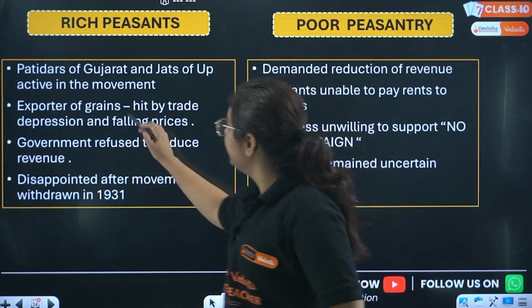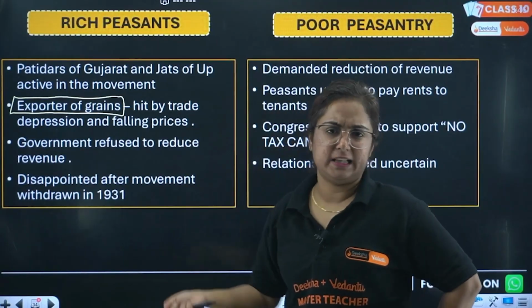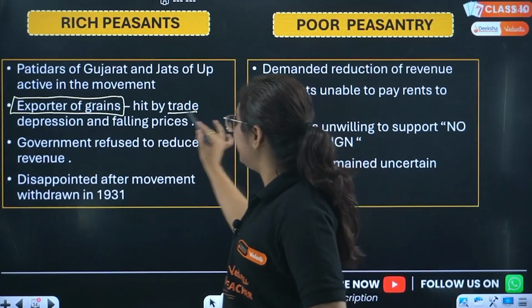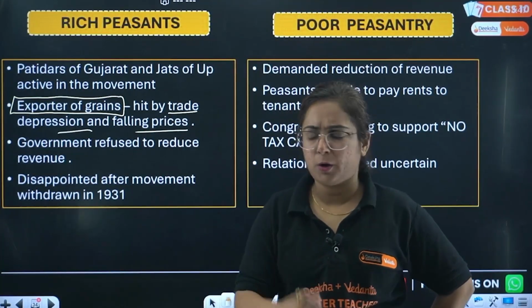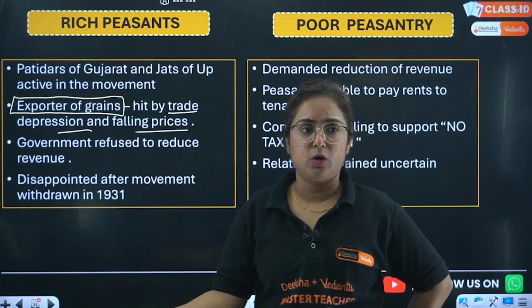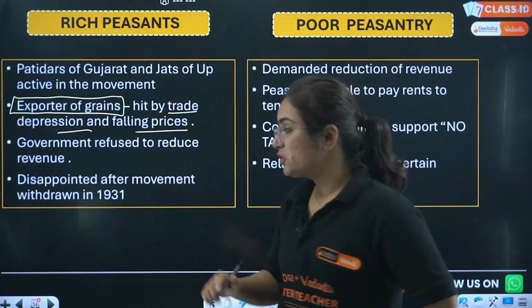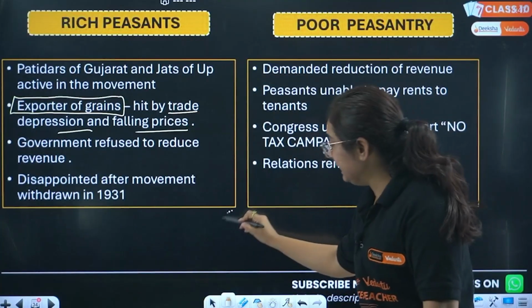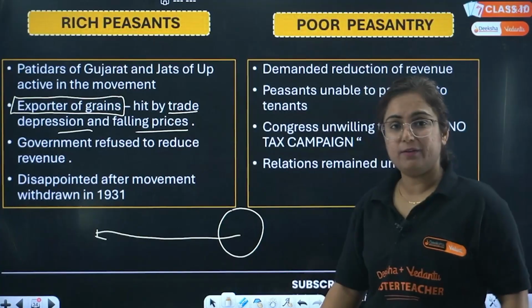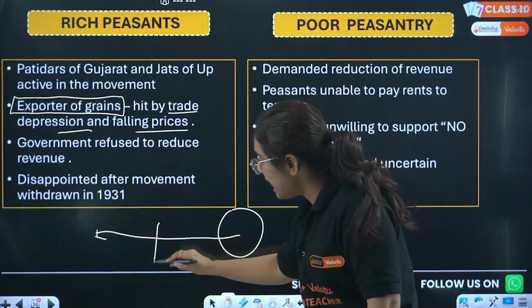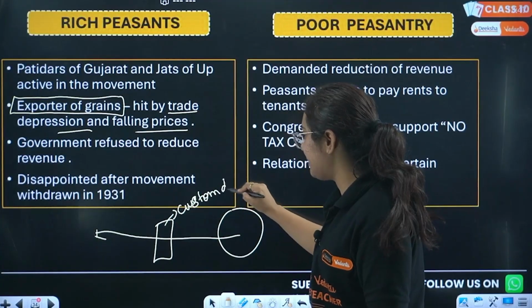Because they were the people who were exporting grains outside India. Now what happened? They were hit by trade depression and falling prices. So you know about what was happening in the world. First World War, the situation for the Second World War, trade depression all throughout India, and all this was going on and on. So what happened? There were people in India growing grains for export. Okay? When they were exporting this grain, a large number of customs duties, or what we can say high taxes, were applied on them.